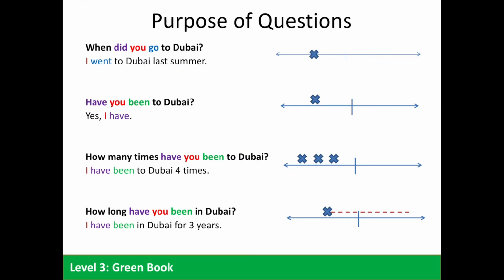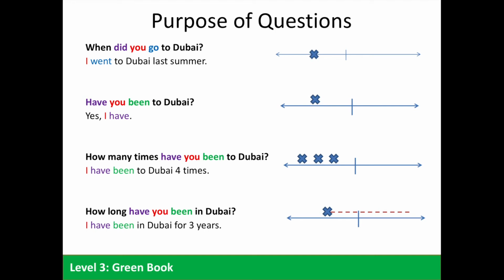So again, just to review the purpose of questions, when we use the simple past, we want to know the specific time. So when did you go to Dubai? I went to Dubai last summer. In the present perfect, I want to know if you've done it yet. Have you been to Dubai? Yes, I have. I can also use the present perfect to ask about how many times you've done something. For example, how many times have you been to Dubai? I have been to Dubai 4 times.